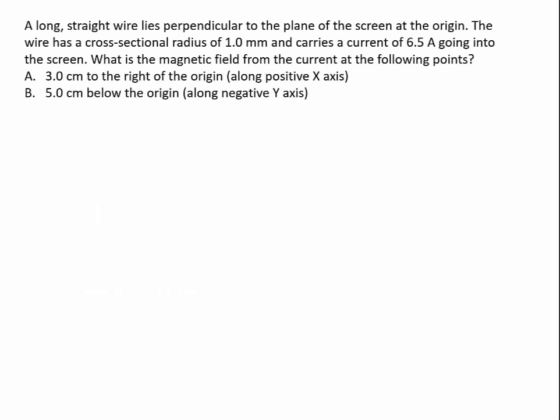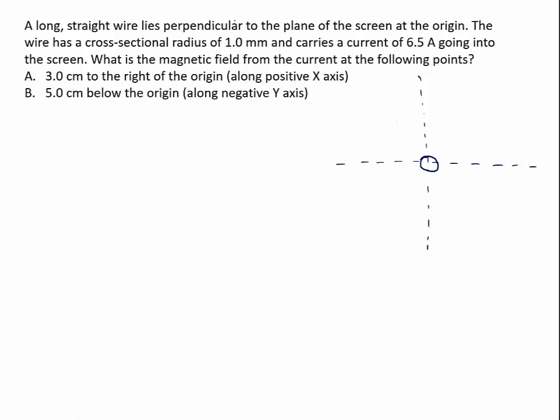It says a long straight wire lies perpendicular to the plane of the screen at the origin. So let me start drawing as I'm reading. That's always a good practice when you're doing physics. Here's my x-axis, here's my y-axis, and so at the center here is the origin. And that's where the wire lies. And the wire lies perpendicular to the screen, so all we see is the cross-section of the wire as a circle. It's going in and coming out of the page at the origin.